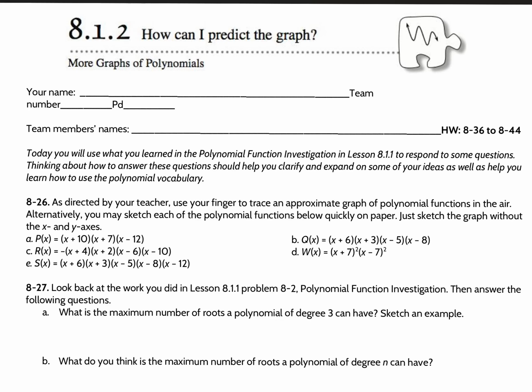Hi, we are going to work through 812 together. We're going to kind of pick and choose the problems that we look at. So let's go ahead and get started.